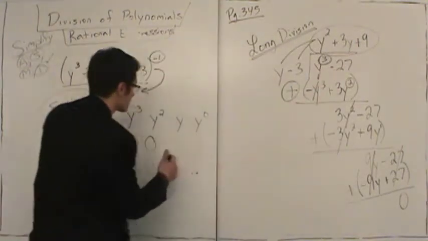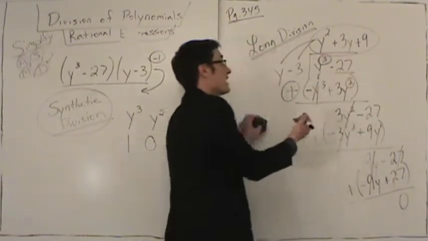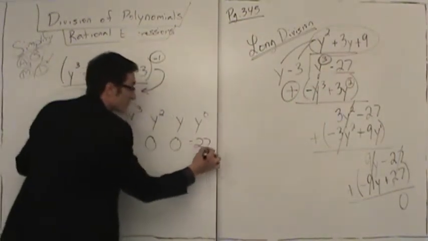No, there is no y term, so we put another 0. Now, is there a y to the 0 or constant term? Yes, we have a negative 27. So put your negative 27 for your constant.